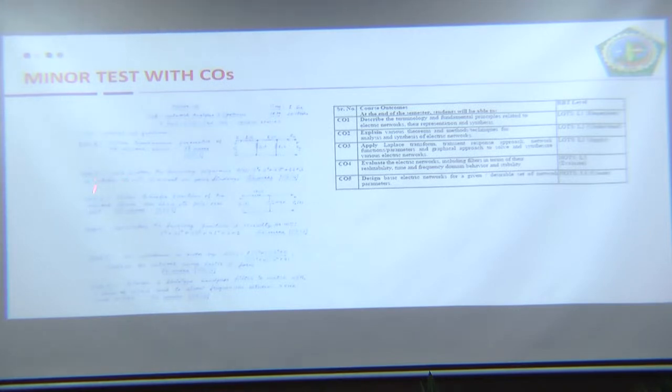Okay, I'll read up. See, in question 2, the question is, check whether the following polynomial is stable or not. Keval check karna hai ki wo polynomial stable hai ki nahi.